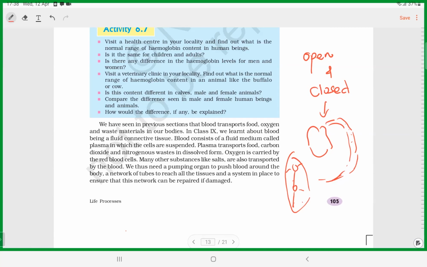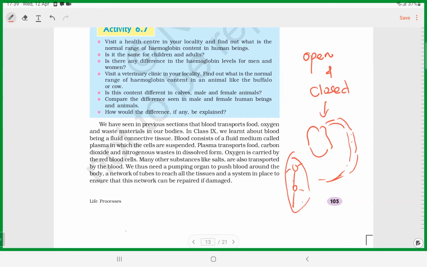In lower level vertebrates, we can see an open circulatory system. In organisms like us, human beings, we have a closed circulatory system. Okay, open circulatory system and closed circulatory system. And there are different organisms, right? And they have different types of heart.